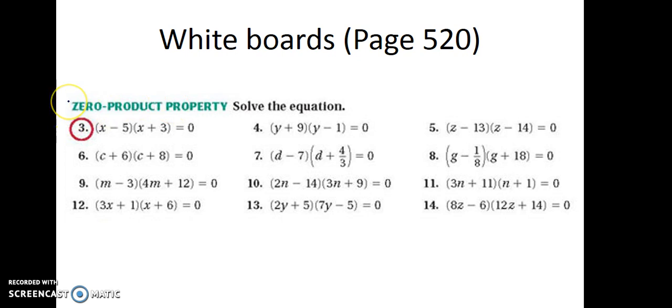So here's that section I was telling you about in your textbook on page 520 that has several examples, and all you have to do is take each binomial and make it an equation equal to 0, solve that equation, and you will have the zeros of the function, or you will solve the equation. So that's how you do that.